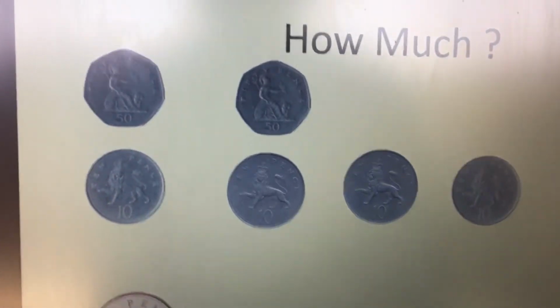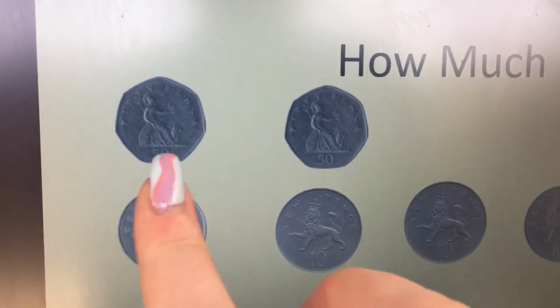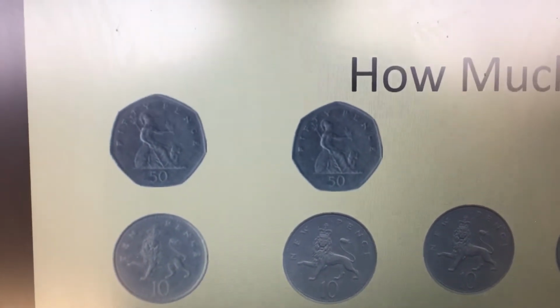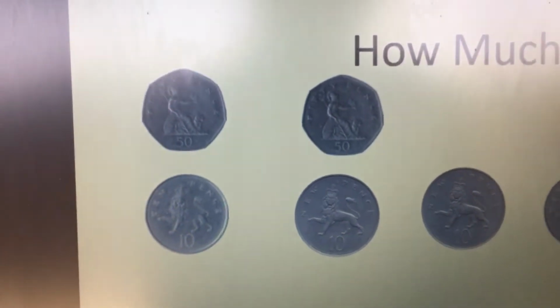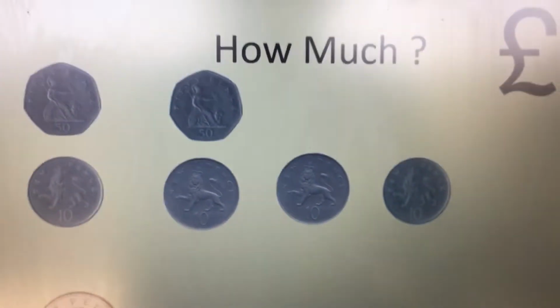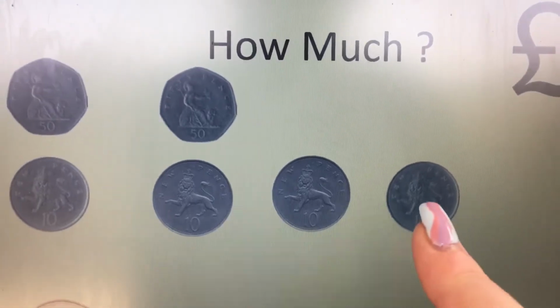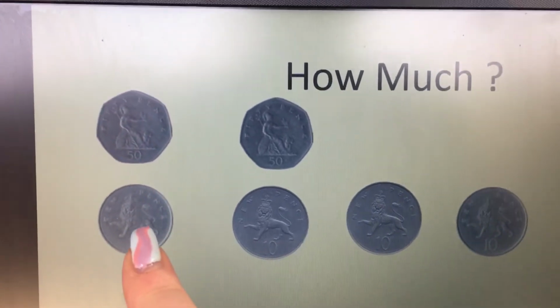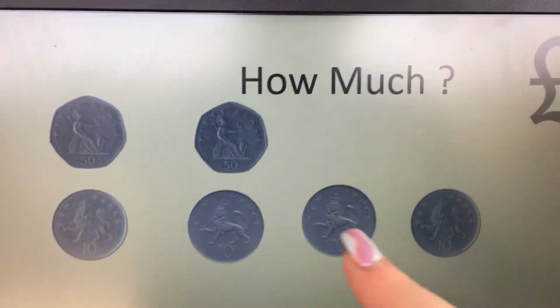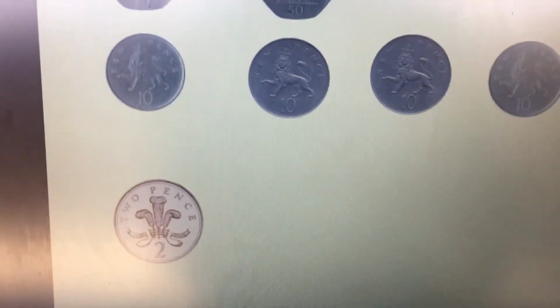Okay, so start at the top when you are adding up with your largest coins. So 50p and a 50p. 50 add 50 is 100, which equals £1. Okay, so now we're going to add up these coins. Now you will have spotted these are 10p coins, so let's count in tens. 10, 20, 30, 40. It says 40p there. So we've got £1 and 40p so far, but we're not done yet.